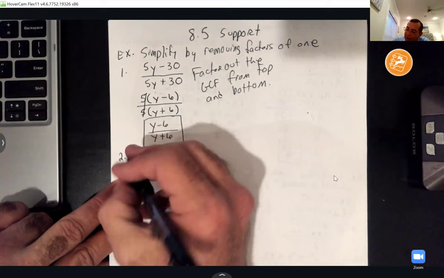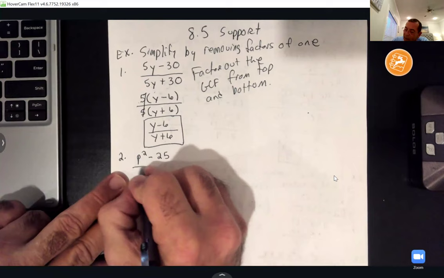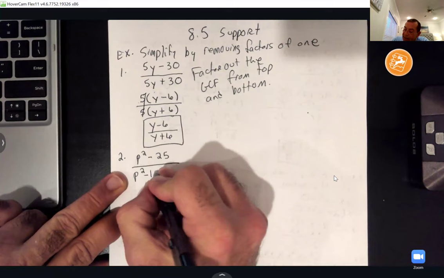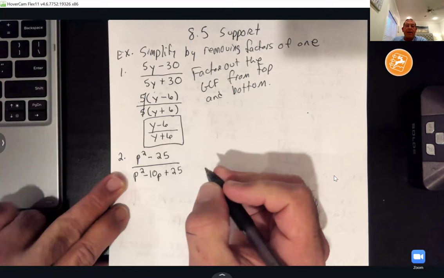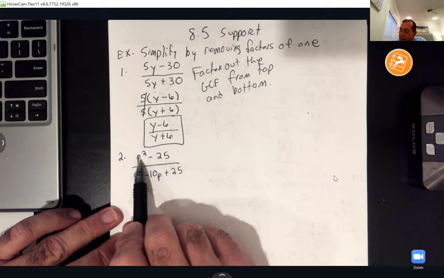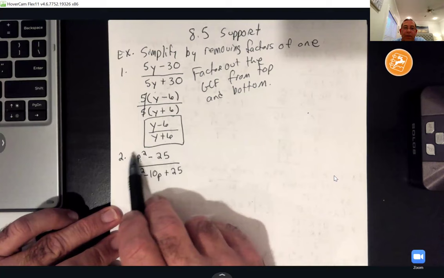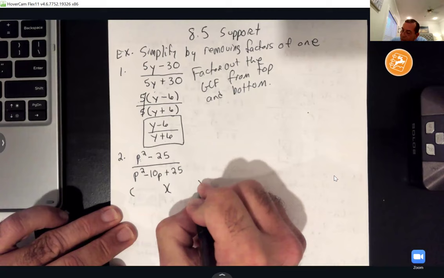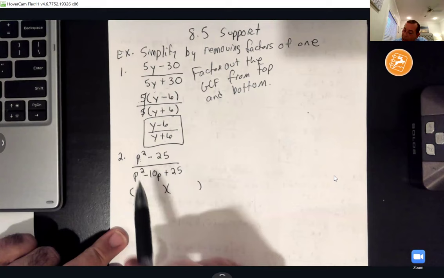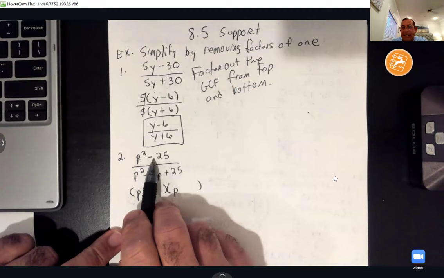All right, y'all, this one is (p squared minus 25) over (p squared minus 10p plus 25). So this one's a new one on y'all, but notice the p squared and the 25, they don't have a common factor. So that top will factor into two sets of parentheses. The p squared will be a p and a p. The last sign's negative, so one of these will be positive, one of these will be negative.